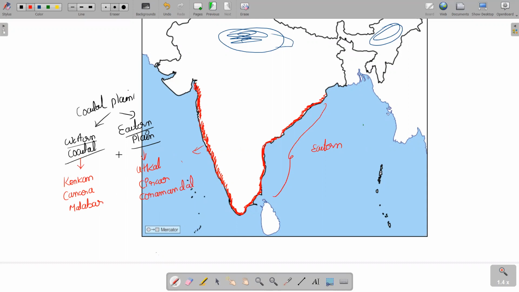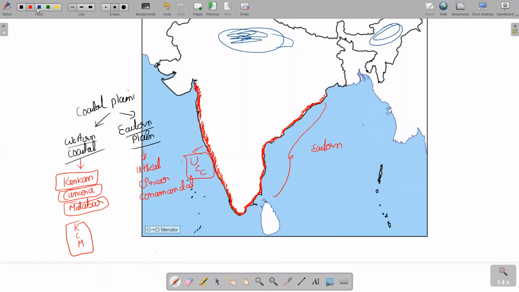And in map pointing, he will not ask you what are western coastal plains or eastern coastal plains, but he will definitely ask you to find where the Konkan plain is, where the Canara plain is, where the Malabar plain is. In shortcut, remember KCM and UCC. KCM for the western coastal plains: Konkan, Canara, Malabar; UCC: Utkal, Sarkar and Coromandel.